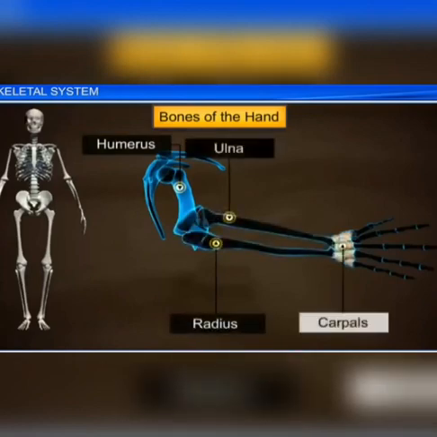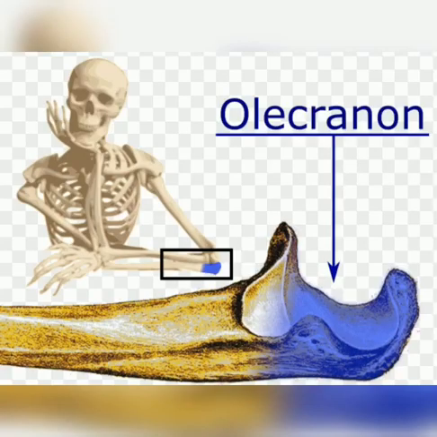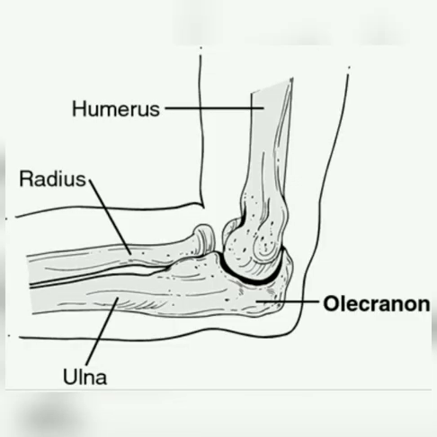The forearm is the region between the elbow and the wrist. The olecranon process is situated at the upper end of the ulna, which forms the pointed portion of the elbow. So you can see the pointed portion of the elbow. If you fold your hand, you can see the pointed portion, which is called the olecranon process.